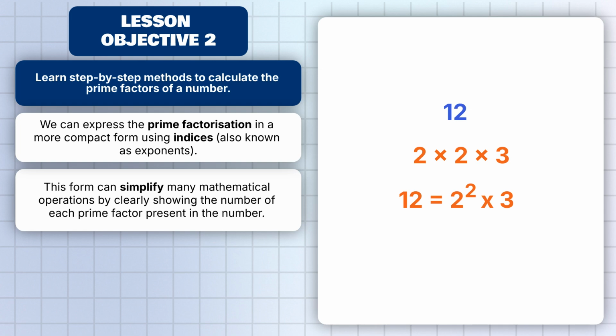And there you have it, the prime factorization of a number step by step. Once comfortable with this technique, you can use it to simplify fractions, calculate GCDs, and solve a variety of mathematical problems more efficiently.